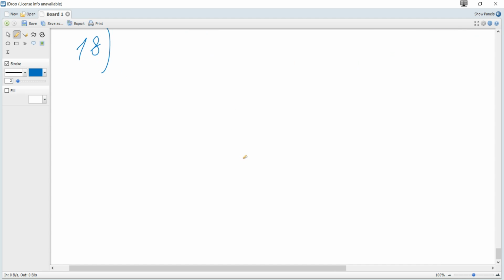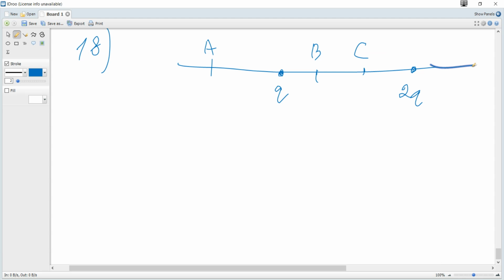18. Electricity. Two positive charges of magnitude Q and 2Q are fixed as shown. So A, charge Q, B, C, 2Q, and D, positive, plus, plus. At which position is the electric field due to these charges equal to 0?